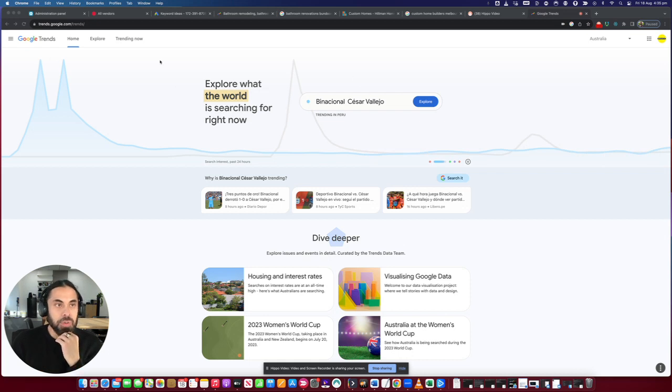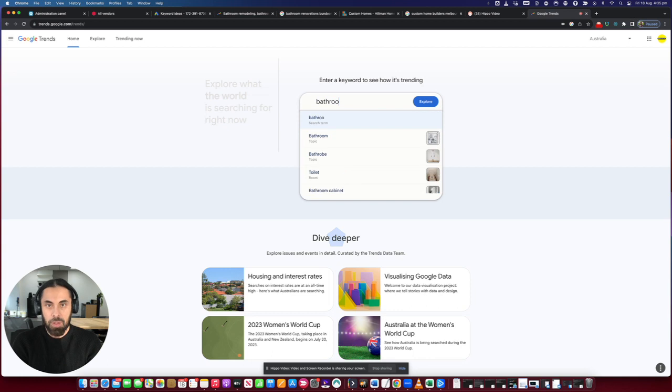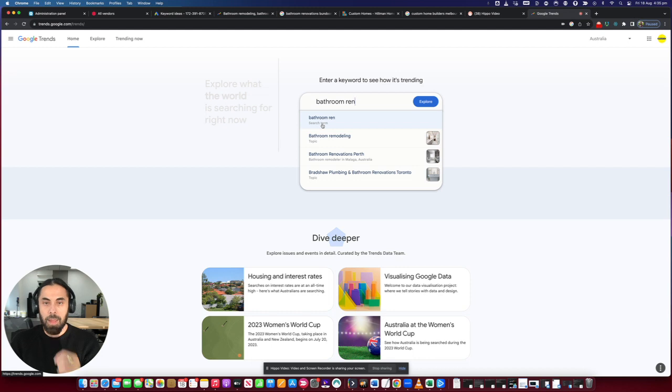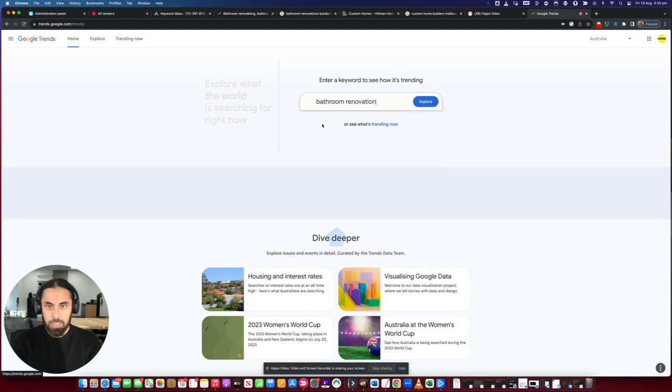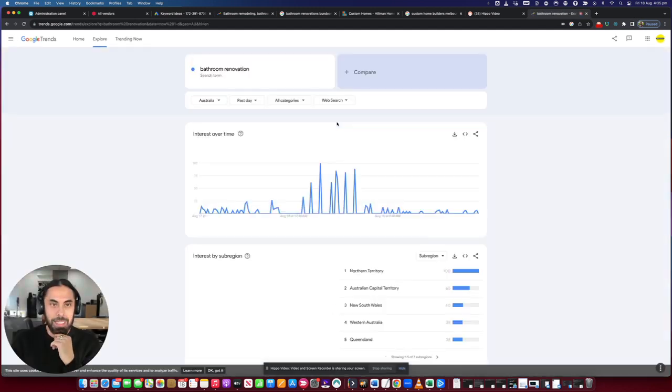So first thing you want to do is come to Google Trends, and you're going to want to type in your main keyword. In this case, it is bathroom renovations, and as you can see, Google suggested a topic, so we can do a search for a topic, or we can do a search term. So we're going to go with search term for this example, and we're going to add another in a second.